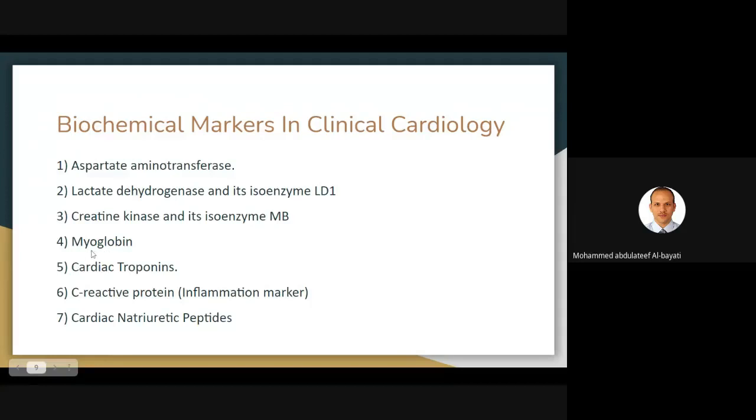Myoglobin and cardiac troponins, both are proteins released by cardiac injury. Sixth, the C-reactive protein, which is an inflammatory marker, or acute phase reactant protein, which is elevated in the presence of inflammation, non-specifically. Seventh, and lastly, the cardiac natriuretic peptides. We come to all of these one by one.